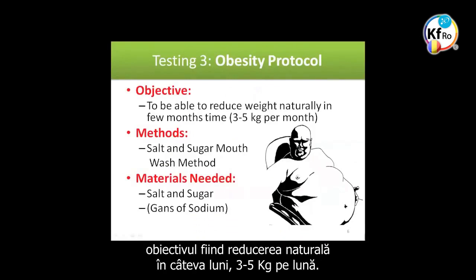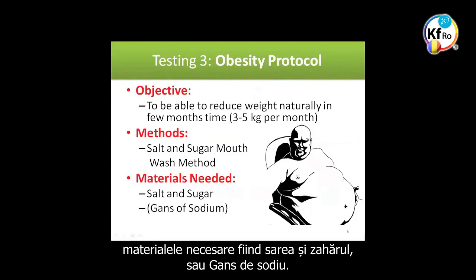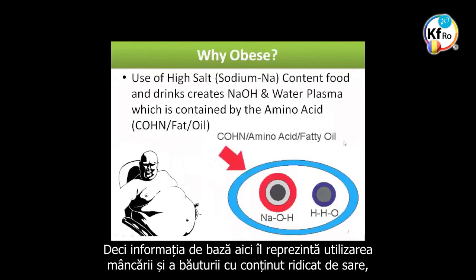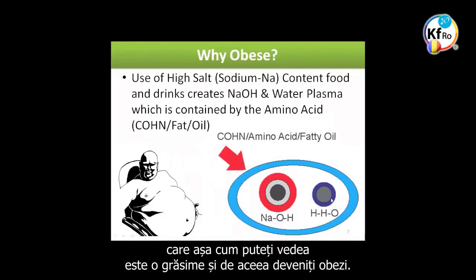The objective is to be able to reduce weight naturally in a few months' time, 3 to 5 kilograms per month. So we use the salt and sugar mouthwash method. Materials needed: salt and sugar, or the GANs of sodium. The basic information here is that high salt, sodium-content food and drinks create sodium hydroxide and water plasma, which is contained by the amino acid. So you can see here there's fat, that's why you become obese.